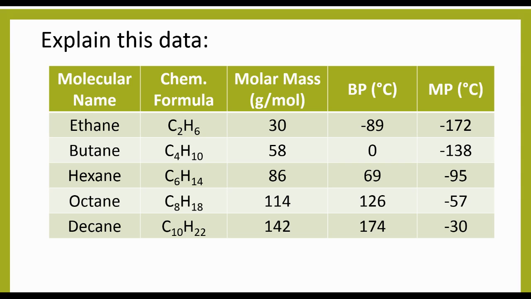Okay, so if we think about this idea, intermolecular forces versus kinetic energy, we can use this to explain some data that we see. As we look at these molecules, we have ethane, butane, hexane, octane, and decane. We see that they all have a chemical formula containing carbon and hydrogen. So if we think about the polarity, carbon-hydrogen bonds are nonpolar. So all of these molecules are nonpolar.